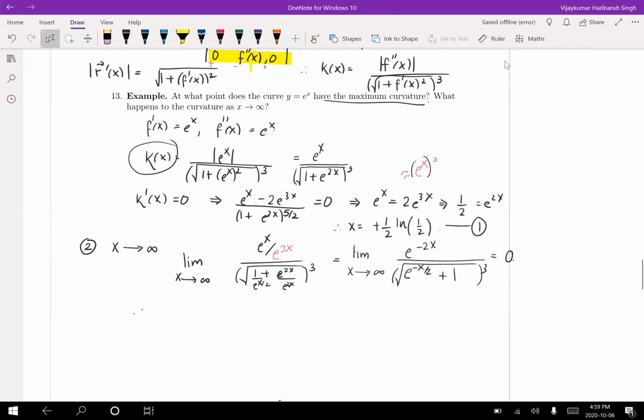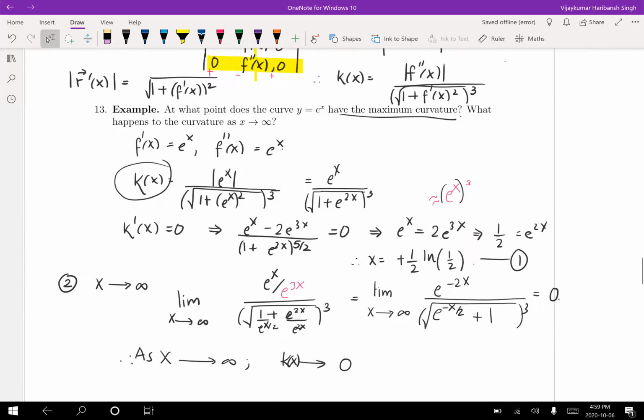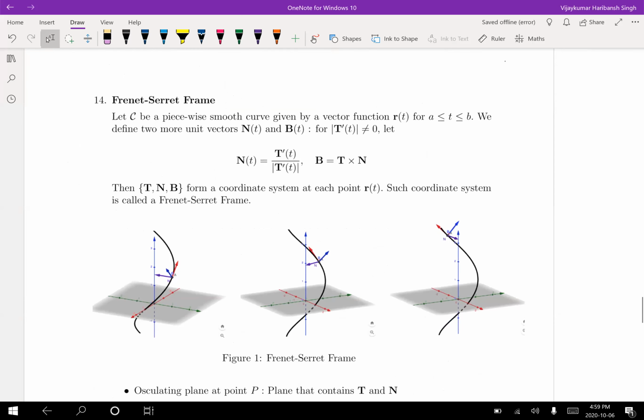So therefore, let's write this again. As x goes to infinity, the curvature goes to 0. Okay, so now we have some idea about the curvature of the curve. Let's move on to the next discussion about the Frenet-Serret frame.